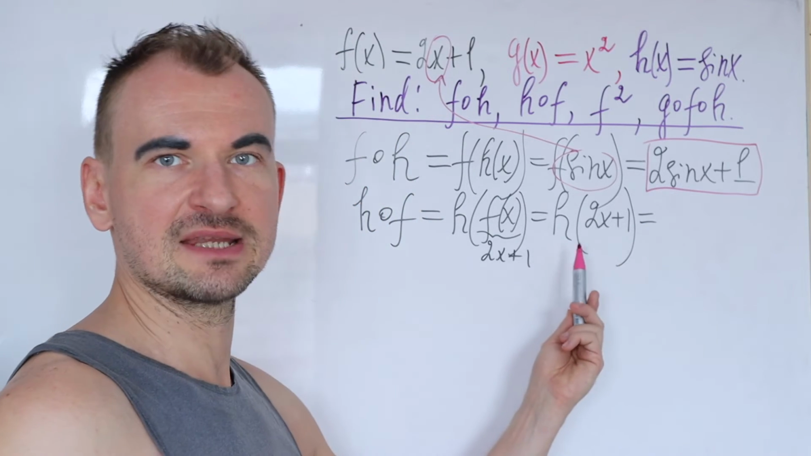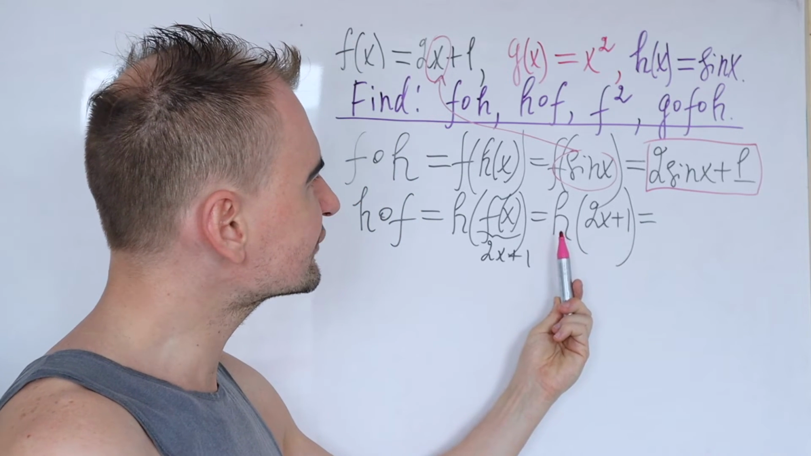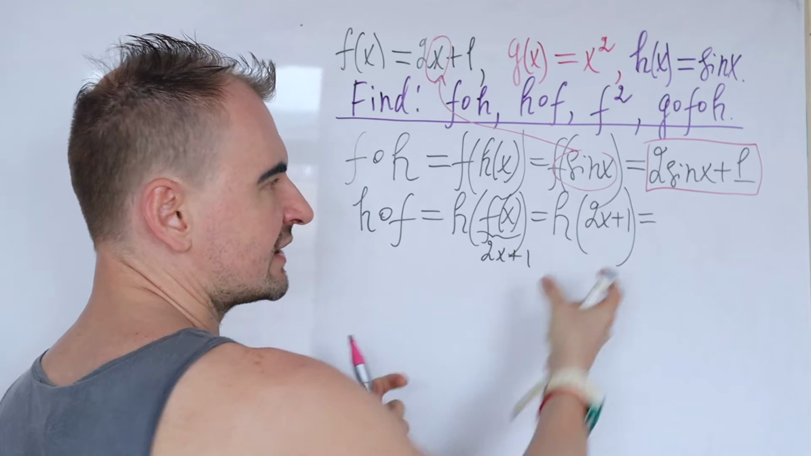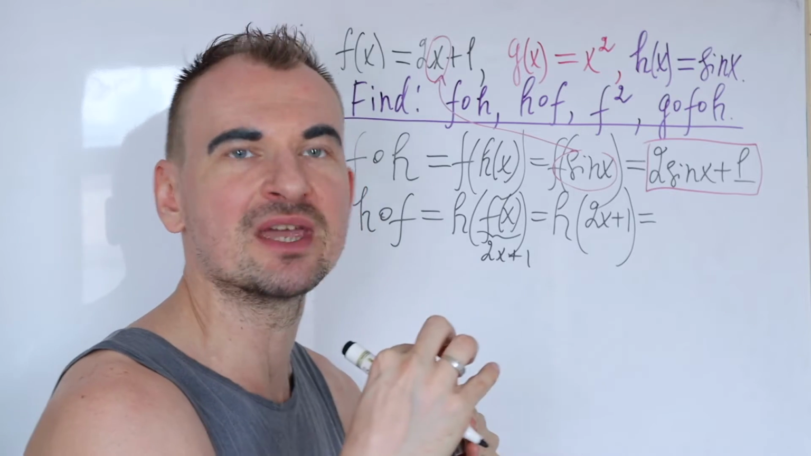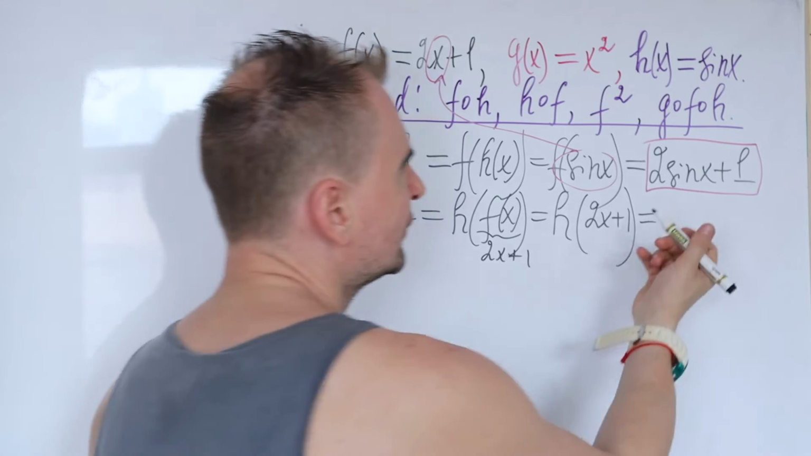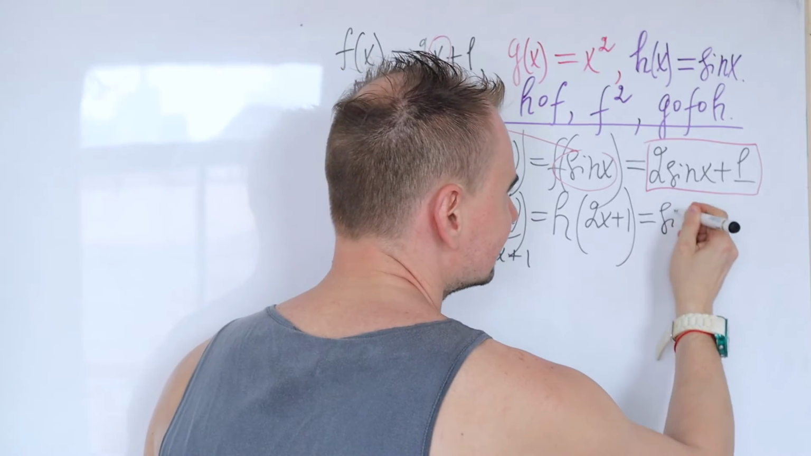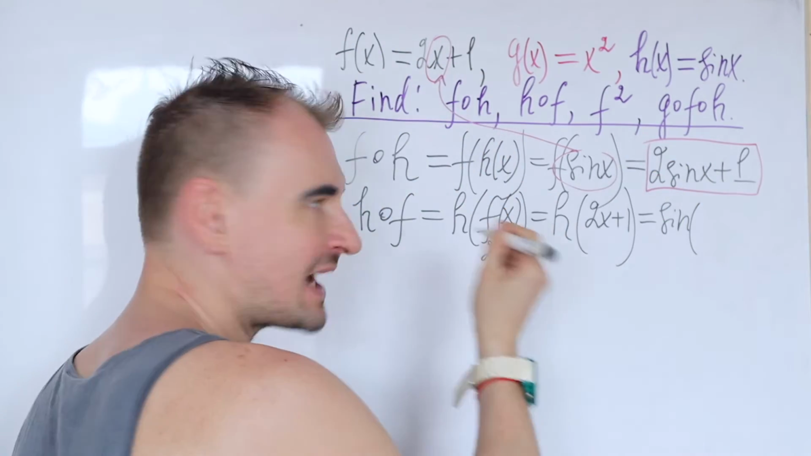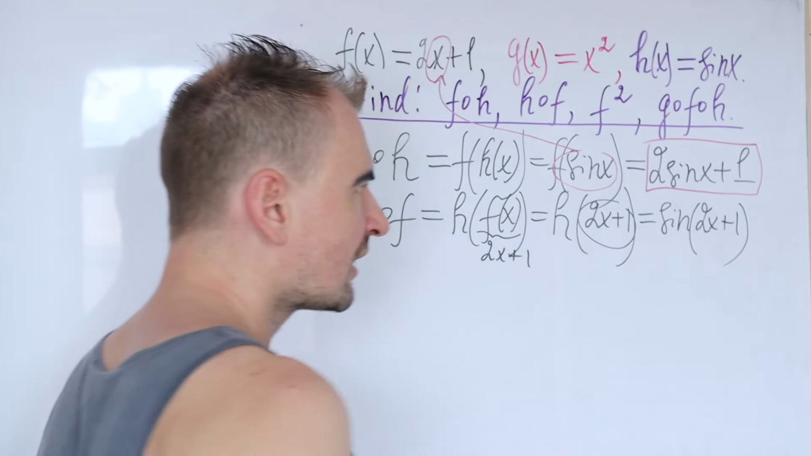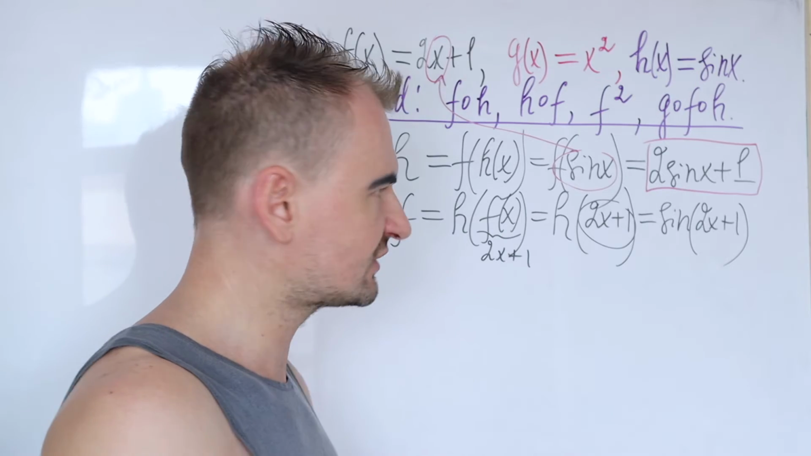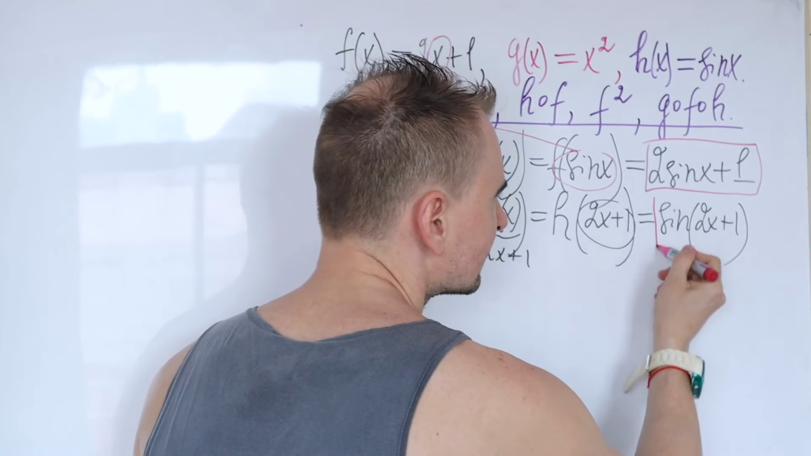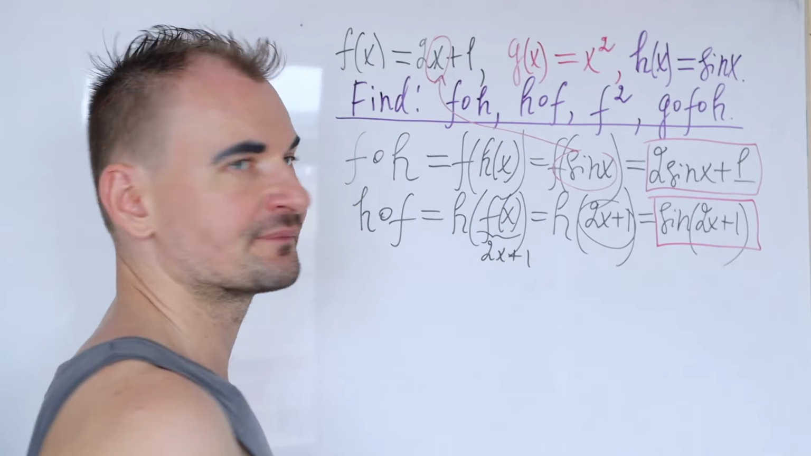Now let's implement this h. Since h is sine x, instead of x, I'm going to plug in 2x plus 1. So my new argument of the sine function becomes 2x plus 1. So you would simply get sine of not x but 2x plus 1. This is my new argument, and you cannot simplify it. This is just sine of something, sine of 2x plus 1. This is your final answer, final result.